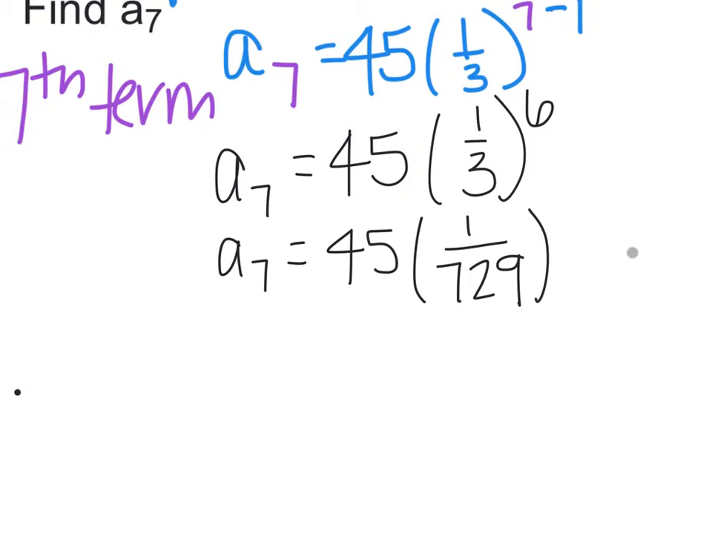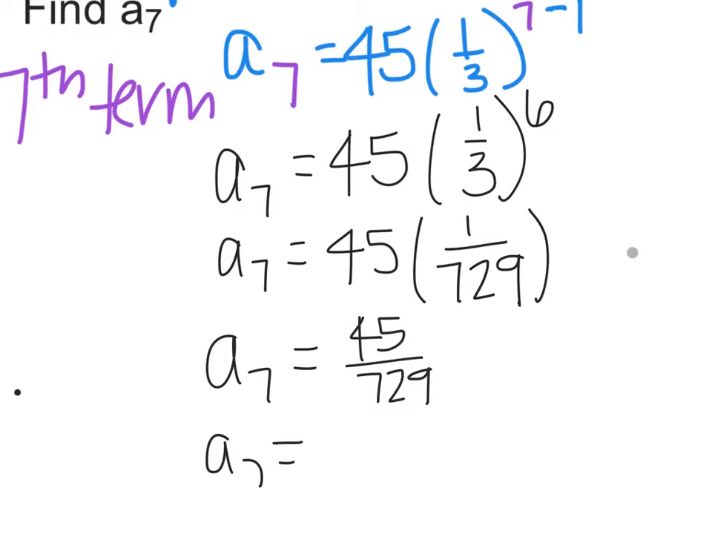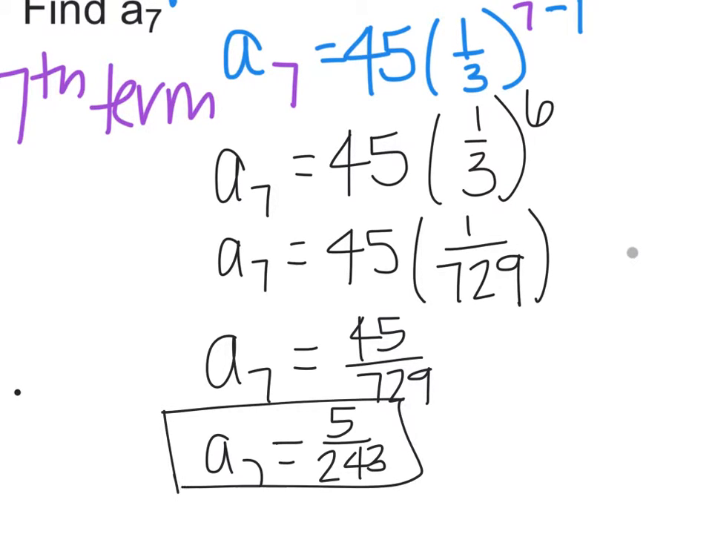Then I would go ahead and multiply, and 45 times 1 over 729 is going to be 45 over 729, which is actually the same thing as 5 over 243. So that would be my final answer. It would be a sub 7 is going to equal 5 divided by 243.